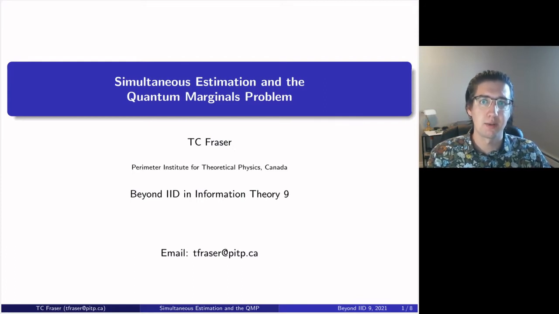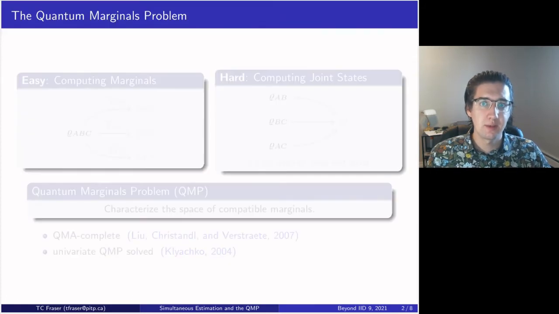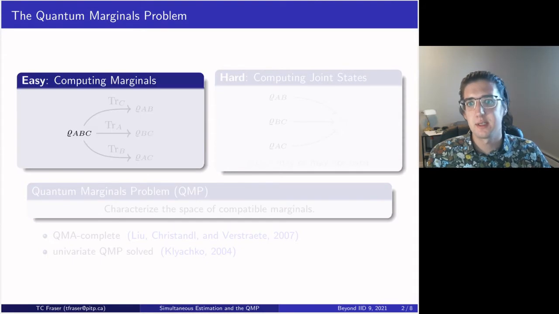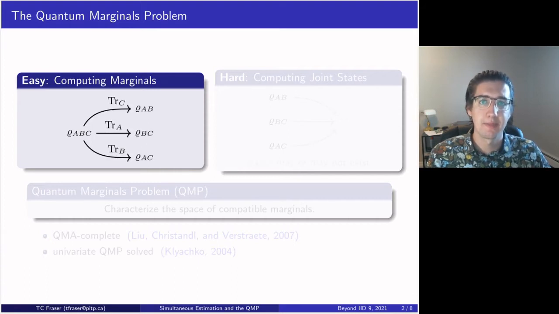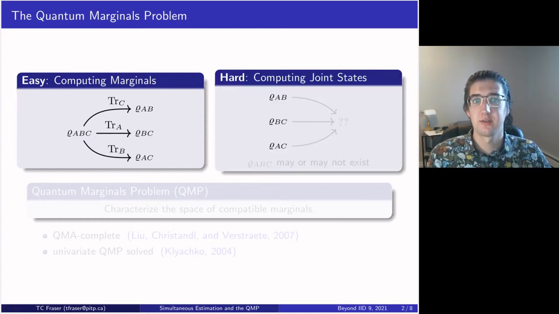the quantum marginals problem. For those that are unfamiliar with the quantum marginals problem, consider a tripartite quantum state on three subsystems labeled A, B, and C. From a joint state, it's easy to calculate its marginals. You simply perform the partial trace over each of its subsystems. But the reverse of this process is much harder. Given a collection of marginals, can you calculate a joint state which produces those marginals?